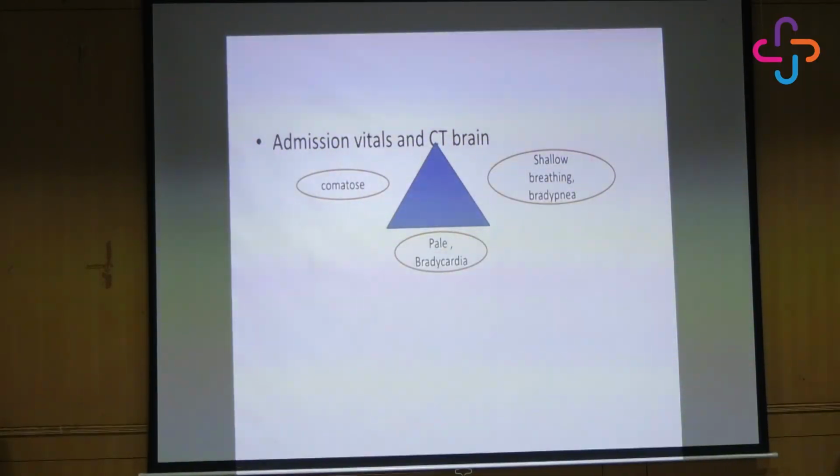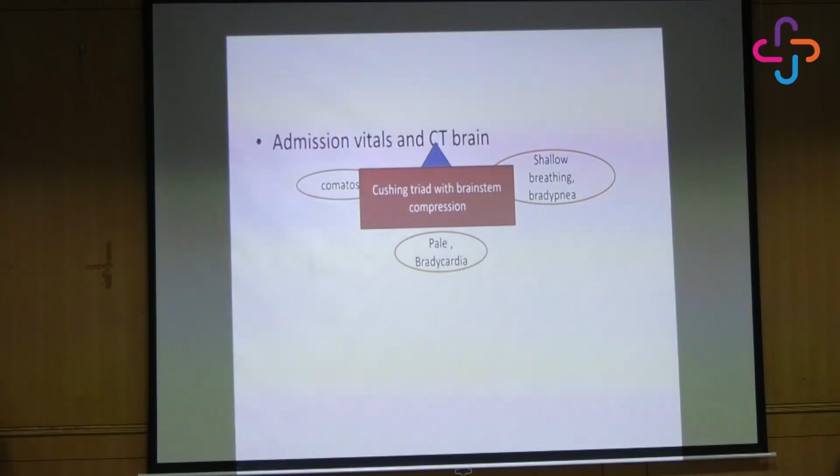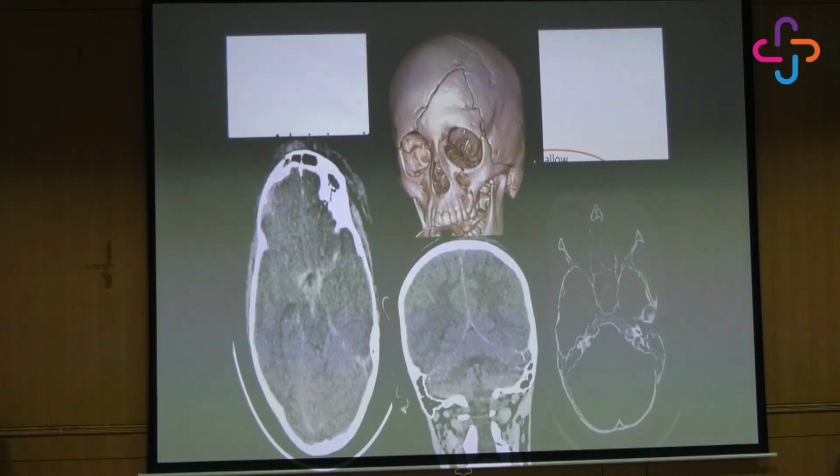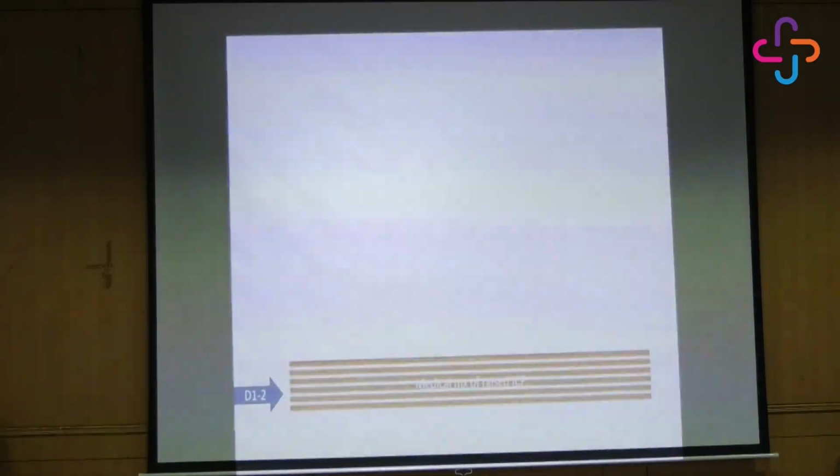On admission, the child was comatose with bradypnea and bradycardia. The airway was secured and anti-edema measures were initiated. CT was taken. This CT shows the fracture in the frontotemporal region with orbital fractures, and with bilateral uncal herniation and tonsillar herniation. The child even had air in the carotid canal. So he was initiated on neuroprotection in the first 48 hours.